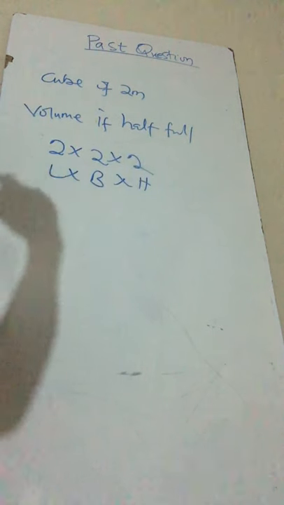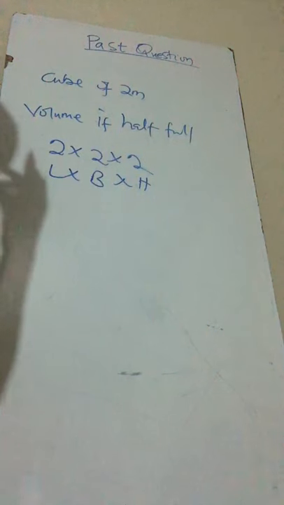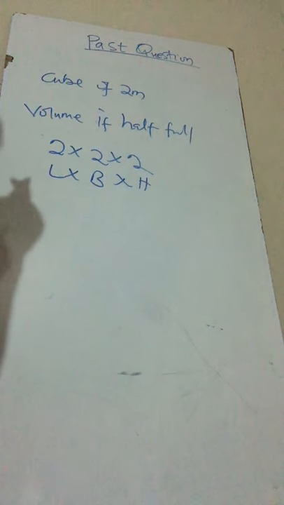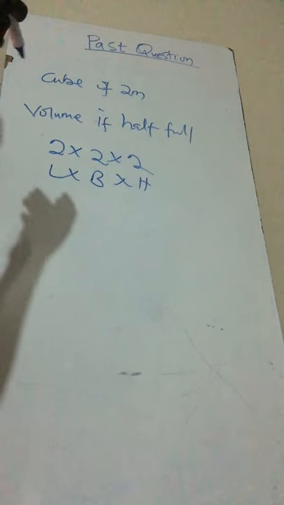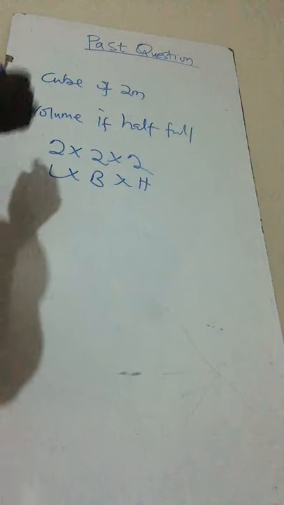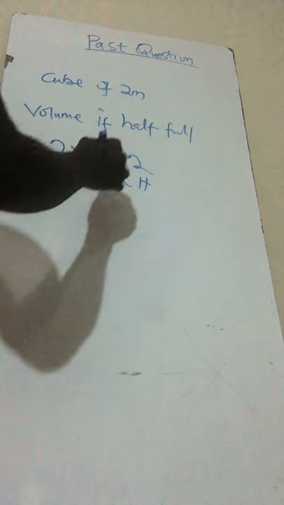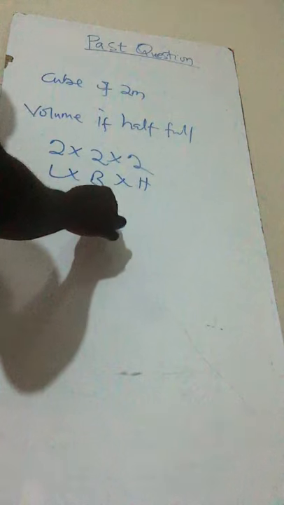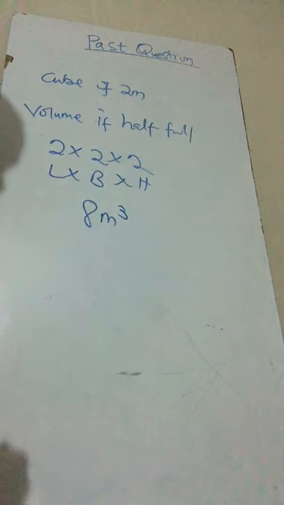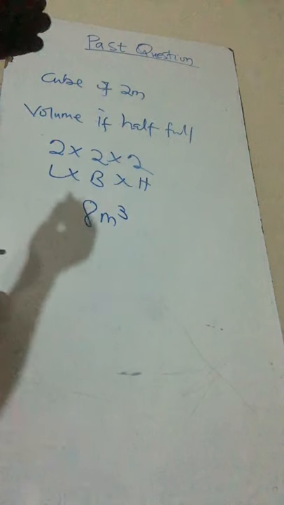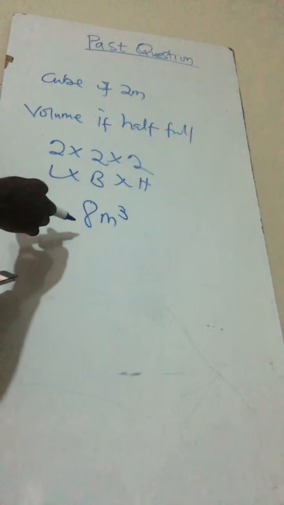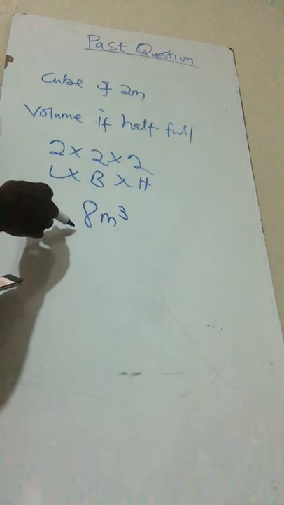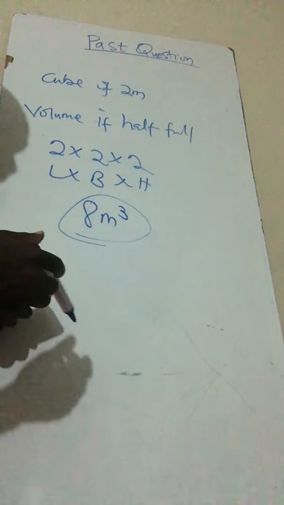Because it is a cube, all the sides are equal. It's just like the chocomilo that you buy, see, all the sides are equal. It's a cube. And so the volume of water that can go into this cube is 2 times 2 times 2, which is what? 8 meters cube. You get it? Good. And so the tank can hold this volume of water.